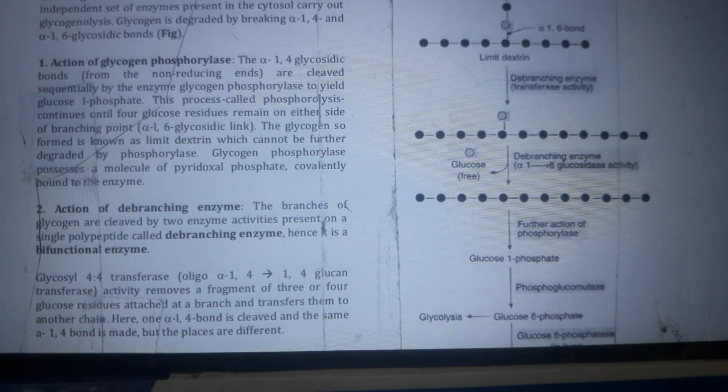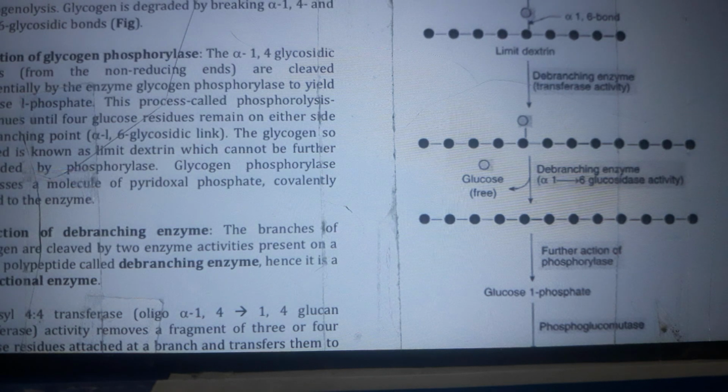So glycogenolysis, the degradation of stored glycogen in liver and muscle cells, constitutes glycogenolysis. The pathways for synthesis and degradation of glycogen are not reversible. An independent set of enzymes present in the cytosol carry out glycogenolysis. Glycogen is degraded by breaking alpha-1,4 and alpha-1,6 glycosidic bonds.